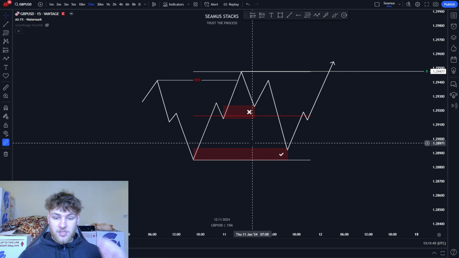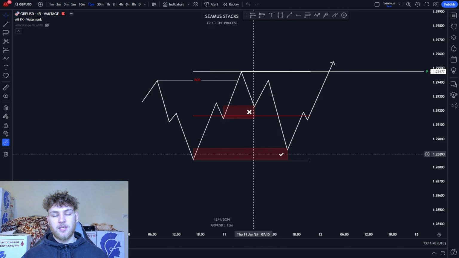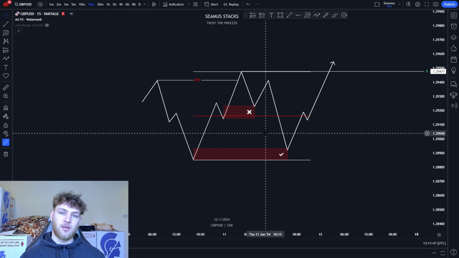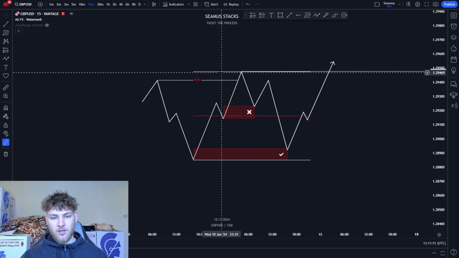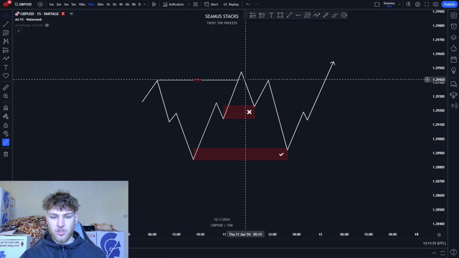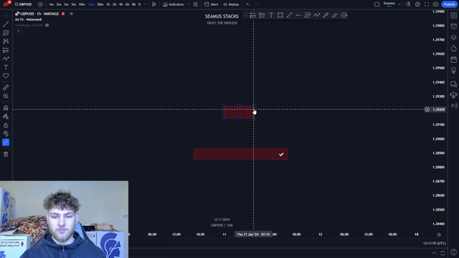So you want to see liquidity and you want it to be in a discounted area. And if you're selling, you still want to see liquidity, but you want it to be in a premium area, okay? So we're going to now go on to the charts and see an example of this.